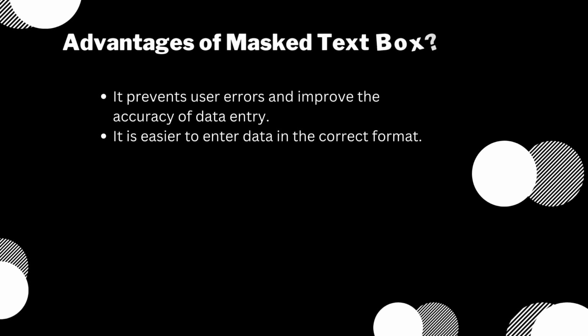What are the advantages of using a mask text box? It prevents user errors and improves the accuracy of data entry. Like I said earlier, if you want the user to only input numbers, then it will only accept numbers. The other one is that it is easier to enter data in the correct format. For example, if you want to input a decimal number and you accidentally press the dot button 2 times, it will only read 1 time, because there is no number with 2 decimal points. And if it let you input 2 decimal points, it would lead to an error.